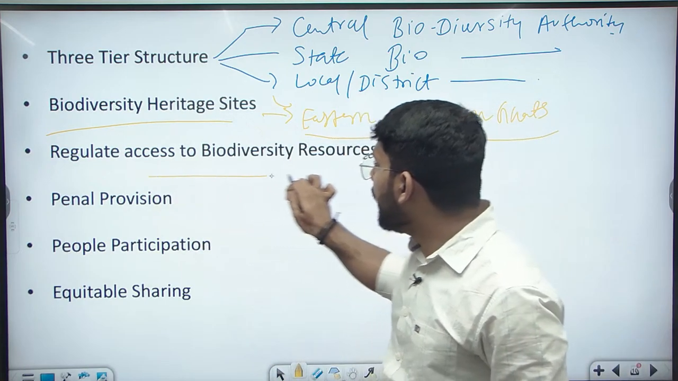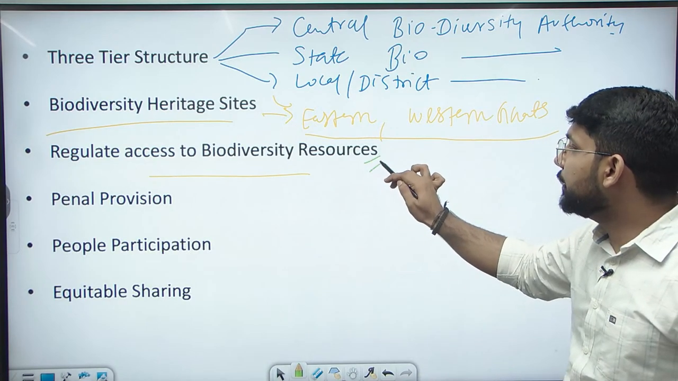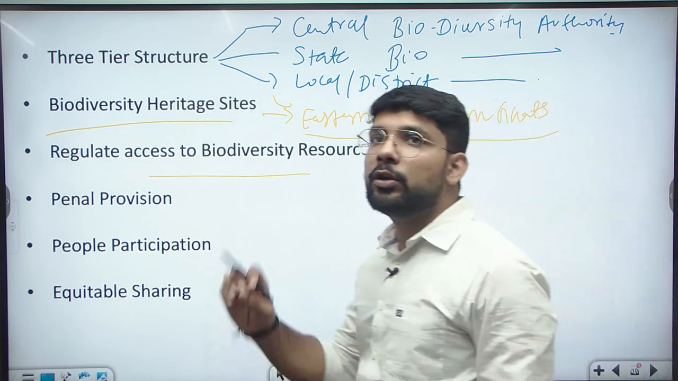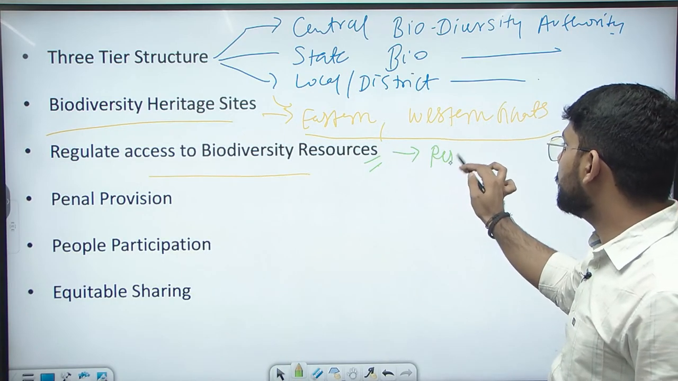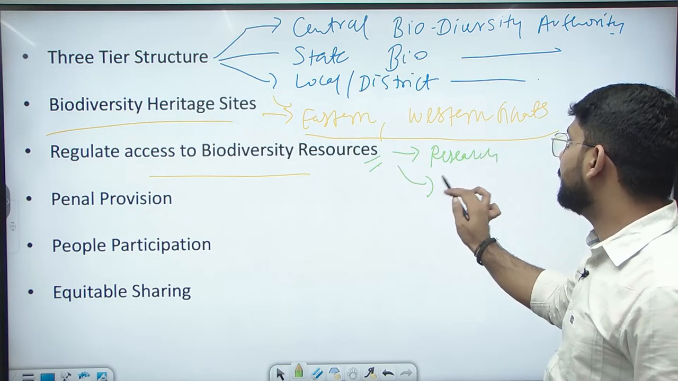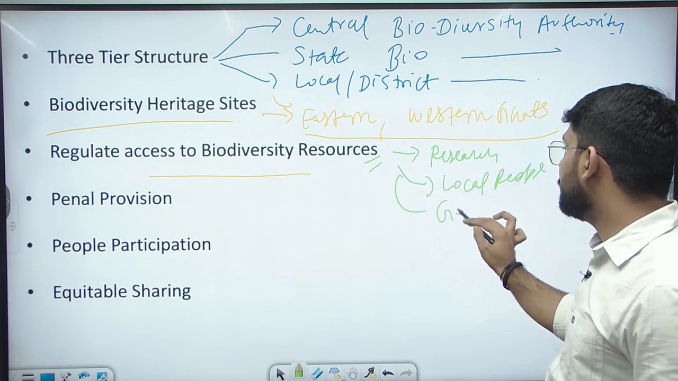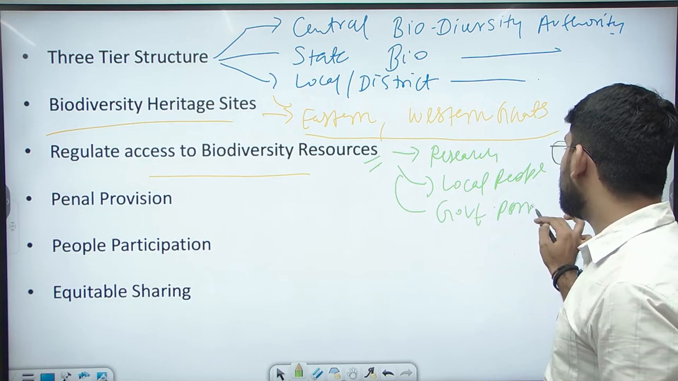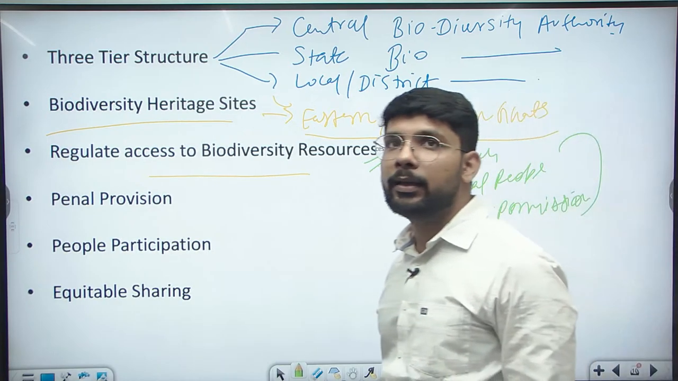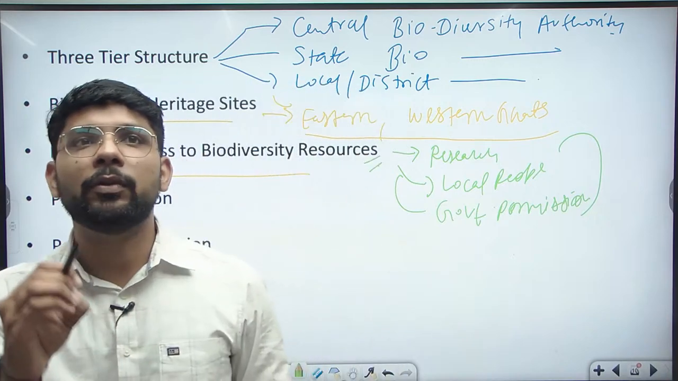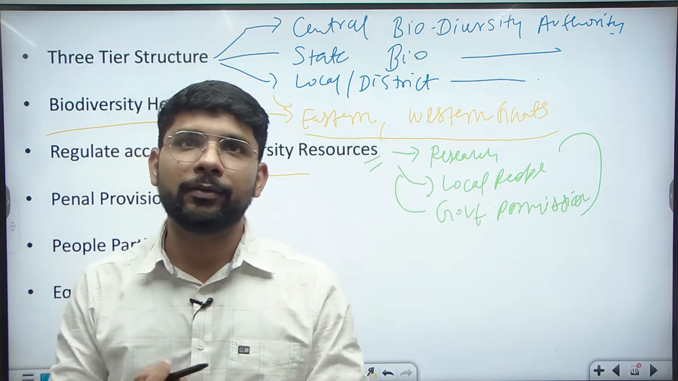Next, regulate access to biodiversity resources. This Act is also regulating the biodiversity resources. Which resource will be used for research purposes? Which can be collected by the local people? For which there is a requirement of government permission? All are mentioned under the Biodiversity Act of 2002. This is also helping protection of the biodiversity.